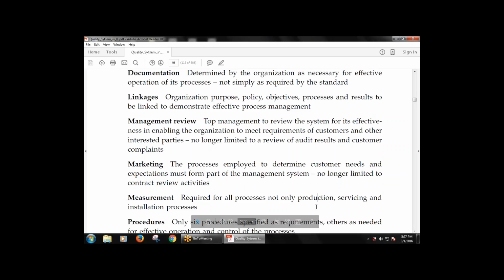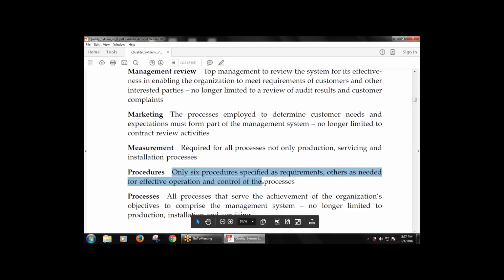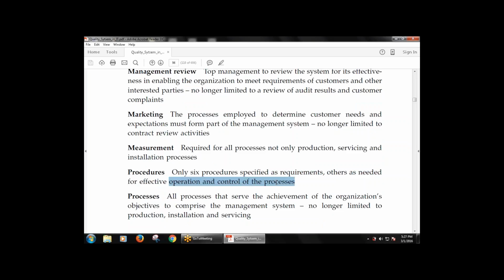Then next is measurement, which is required for all the processes, not only production, servicing and installation processes. Then procedures: only 6 procedures are specified as requirements, and others are used as needed for effective operation and control of the processes.